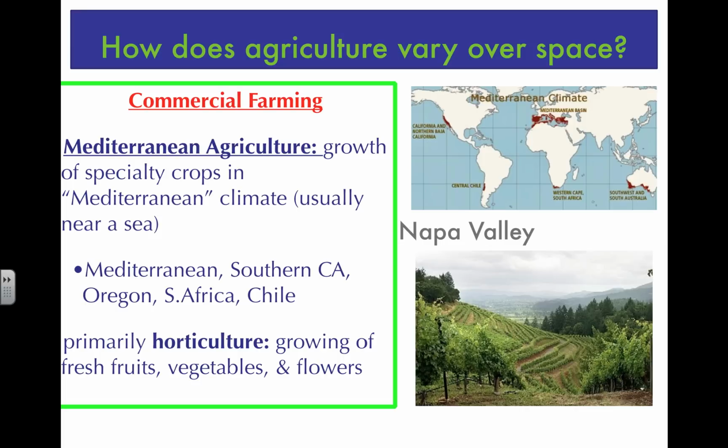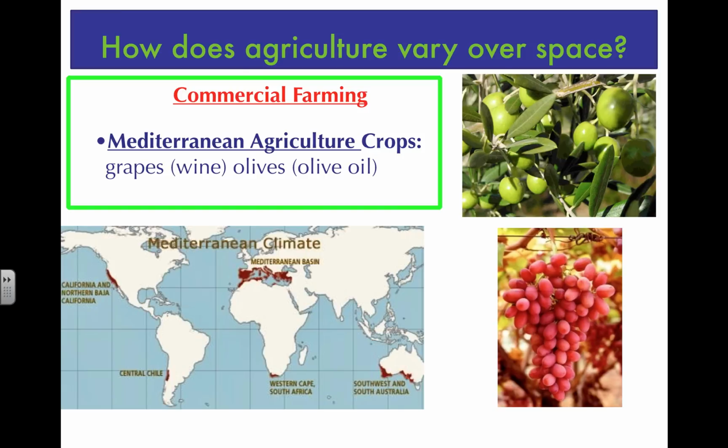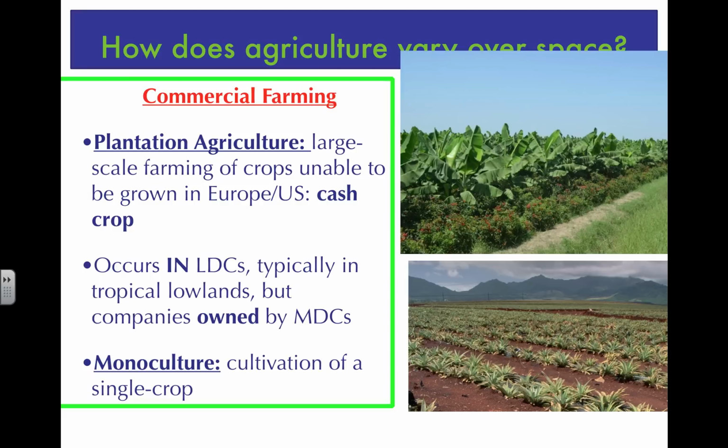So the horticulture of growing fresh fruits, vegetables, and flowers, again, highly perishable, but also highly valuable crops. Specifically with Mediterranean agriculture, the most high value crops are grapes and olives because grapes are used for wine and olives are made for olive oil. Other kinds of nuts are often grown in Mediterranean climates. It's quite effective for the crops that need a lot of sun and those offshore breezes. And this is also, as I mentioned, a high profit crop.